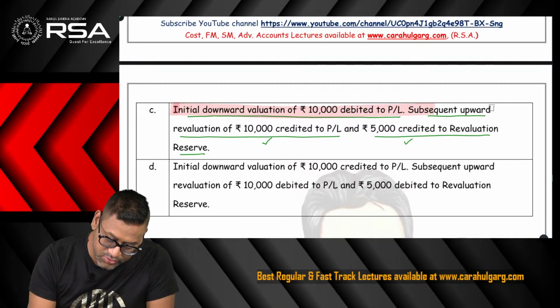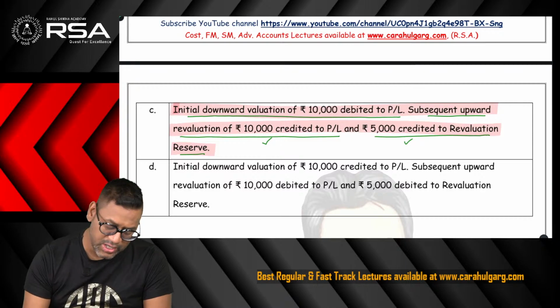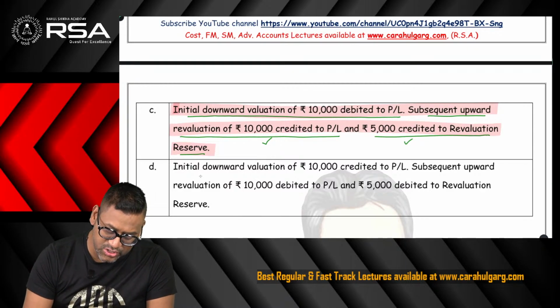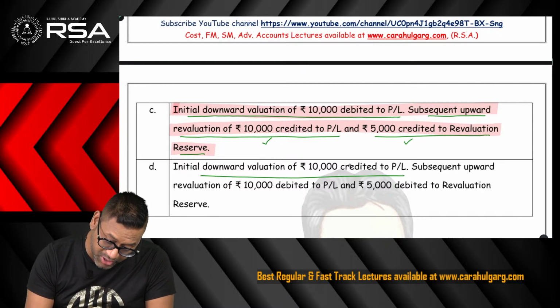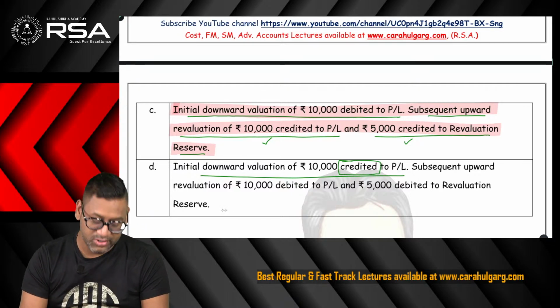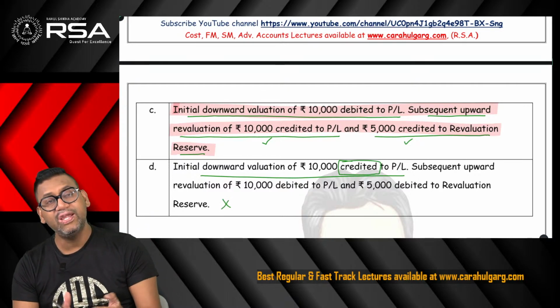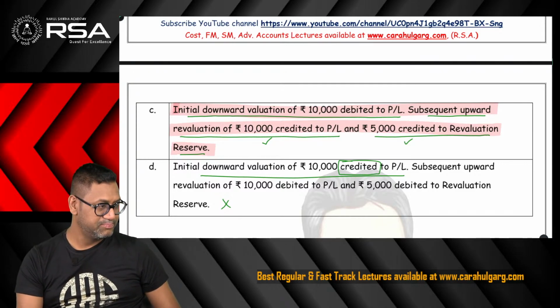I will mark it so that at the time of your exam it may become handy for you. Okay, let us read the last option as well. So it says initial downward credited to P&L. No, it is wrong. It is not credited but to be debited to P&L, guys.